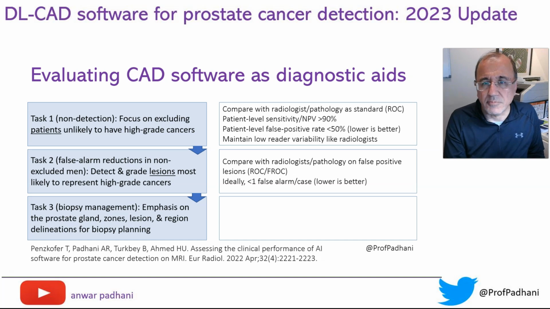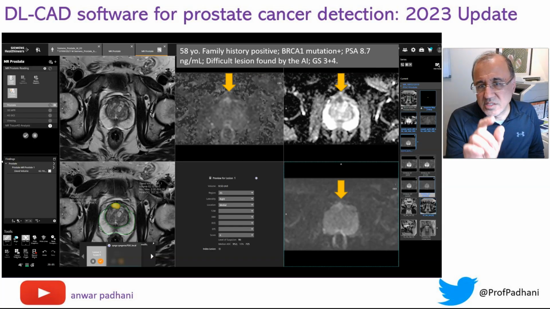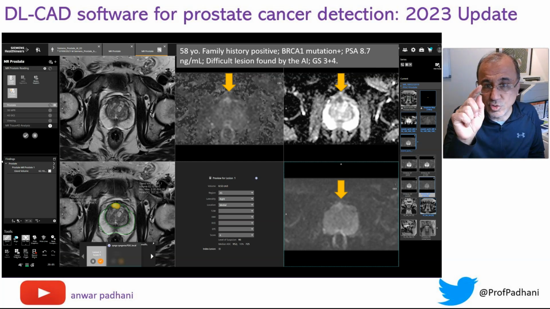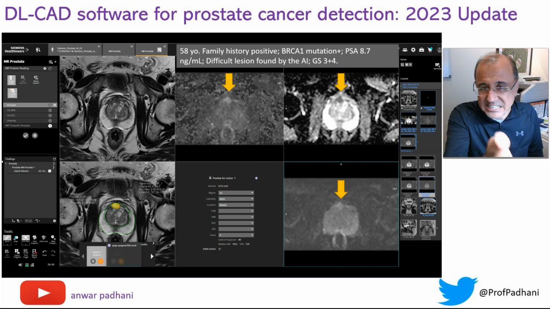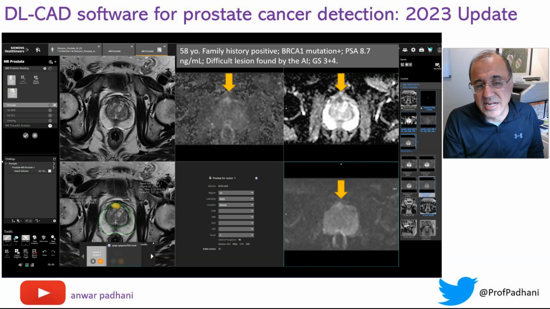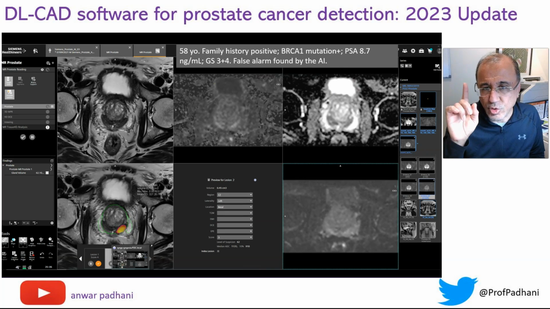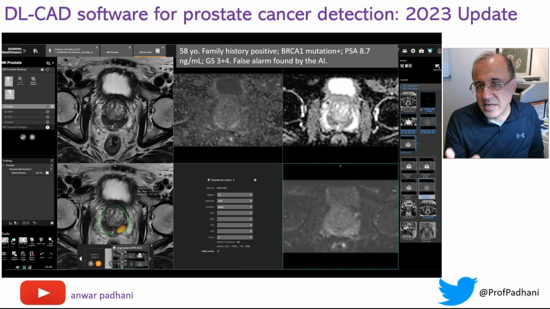Now what does that mean? Well, look at this man. So this is the guy I showed you before. You can see that the AI shows you one lesion which a radiologist would agree is likely to be a clinically significant cancer. In fact, this was biopsied and showed to be a 3+4 cancer. But it also showed you one false positive, and you can see the false positive is in the left central zone. So this is one false positive per case.